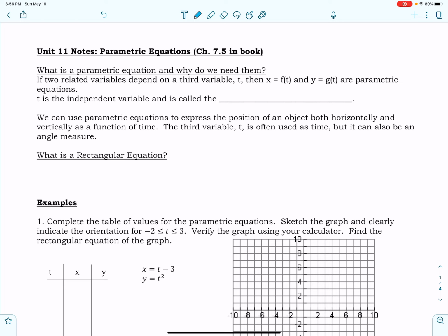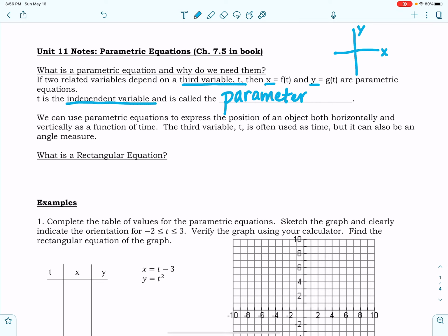So typically we work with the XY coordinate plane, right? We've got X here and we've got Y, and we talk about the relationship that they have to one another. But now with parametric equations, we take two related values, X and Y, but now we write those as a function of a third variable, and we use the letter t to indicate that. And now t becomes the independent variable, and it is called the parameter.